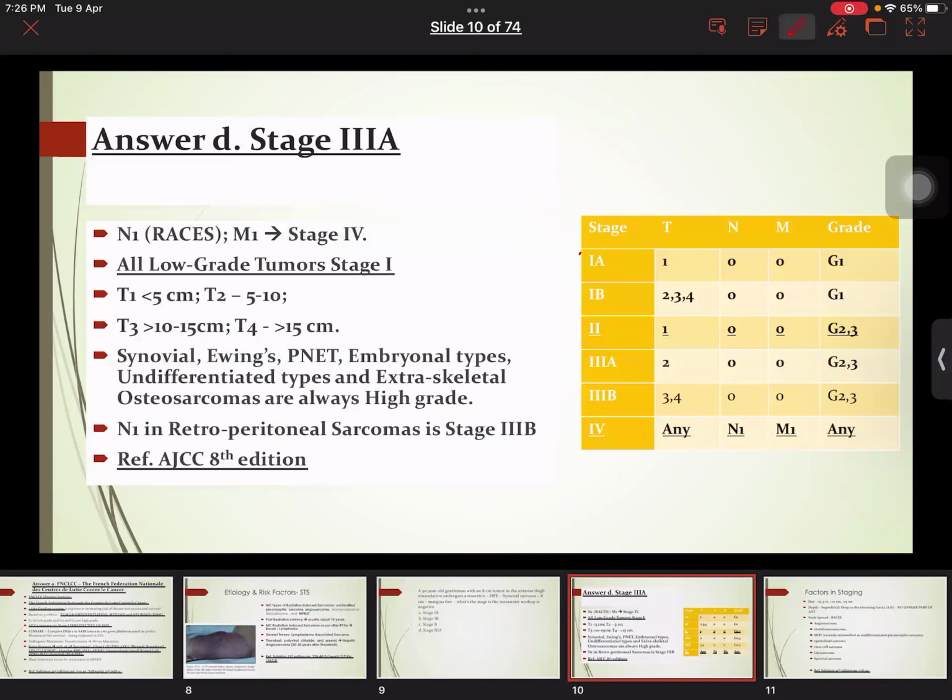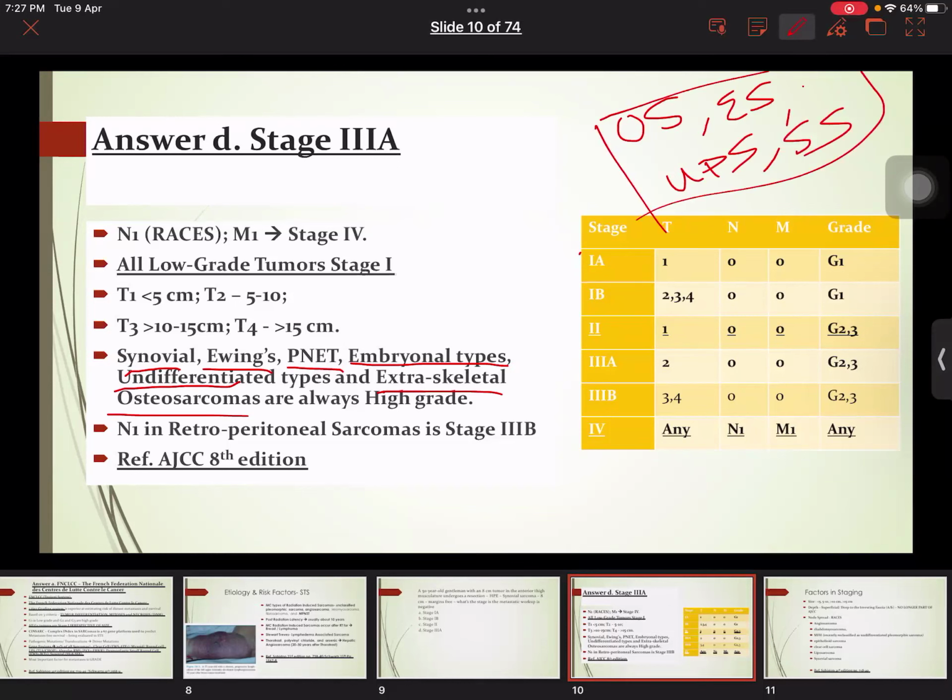Which are the high grade sarcomas, as we discussed? Synovial sarcoma, Ewing sarcoma, PNET sarcomas. All the embryonal types also come under high grade, so your rhabdomyosarcoma, hepatoblastomas, whatever is a high grade embryonal type of sarcoma. Undifferentiated and extraskeletal osteosarcomas will also come under high grade sarcoma. So you have osteosarcoma, Ewing sarcoma, UPS, and synovial sarcoma. These four essentially come under your high grade sarcoma. Whenever you get these terms, there is no need to look at the grade.